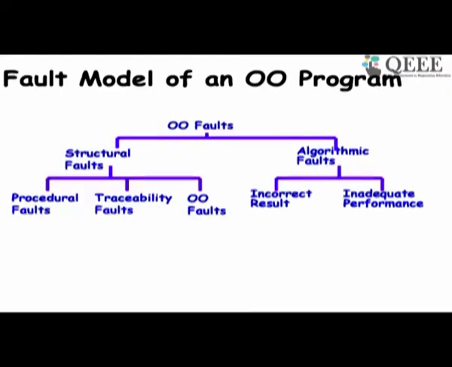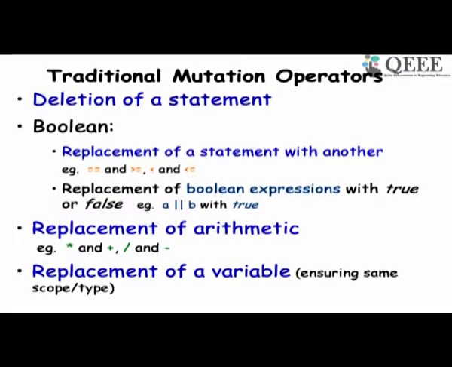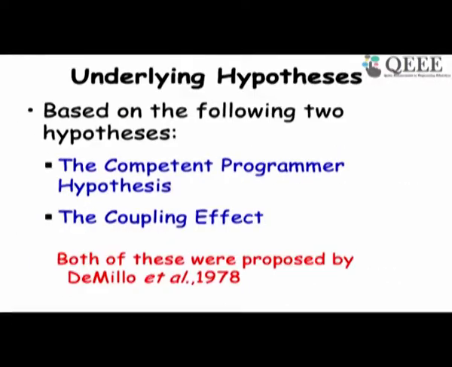So this is an example of a fault model of an object-oriented program. And based on the fault model, we can define our mutation operators. Deletion of a statement, for Boolean, replacing equal with not equal and so on, replacing arithmetic operators, replacing a variable, ensuring the same scope, etc. Now today we are already over the time, so we'll just continue from this point, mutation testing.